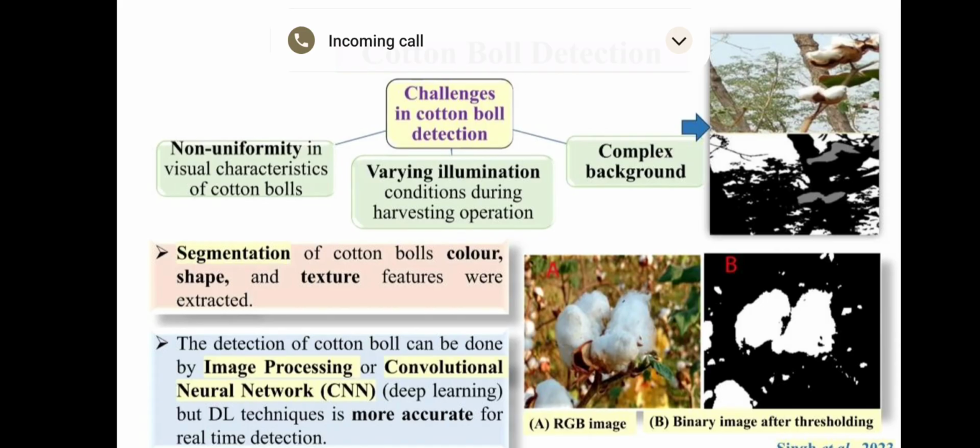So these are some images which are used in cotton ball detection.